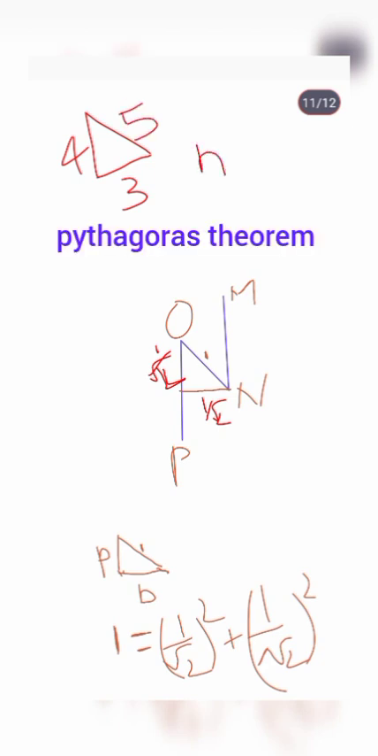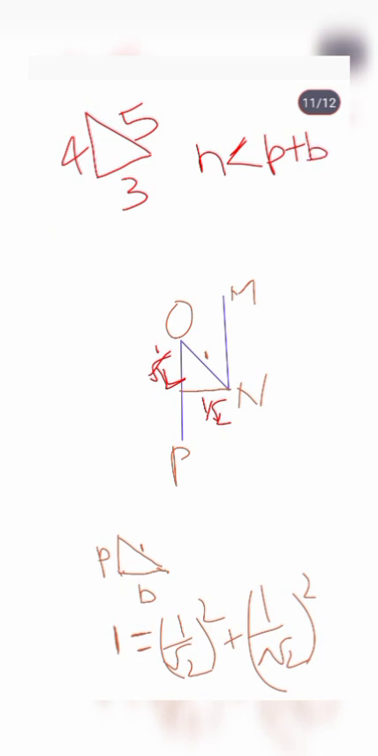Now consider this. If the perpendicular is 4 and the base is 3, then the hypotenuse will be 5. What we have seen is that the hypotenuse is less than the sum of the perpendicular and base. Okay, we have seen it.